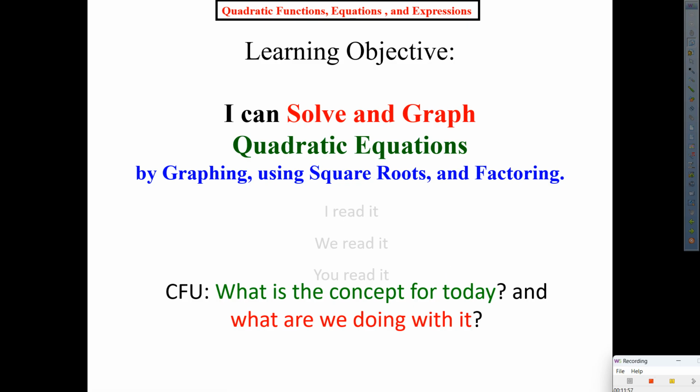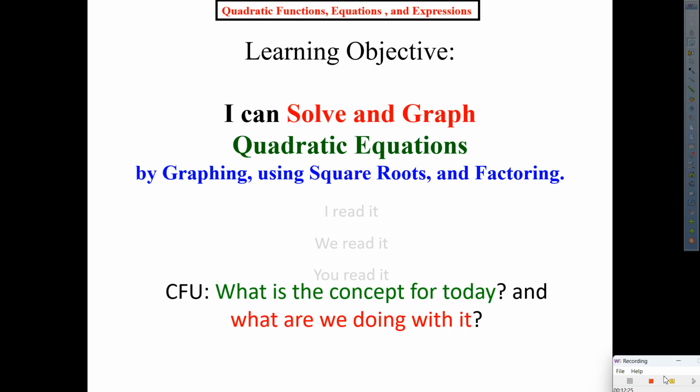Let me send that to your screen. I'll give you guys some time to set up a Cornell note, please. All right, our objective for today, I can solve and graph quadratic equations. But yesterday, we covered solving it by graphing, by square roots, and by factoring. Did we do that? Yes.